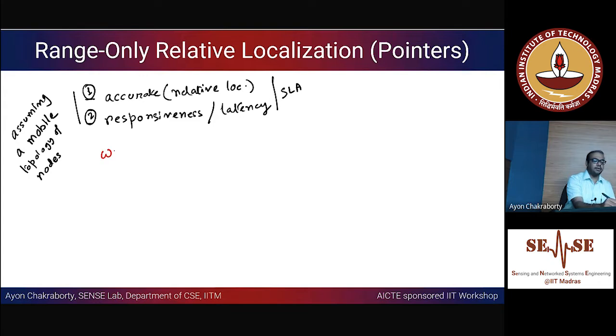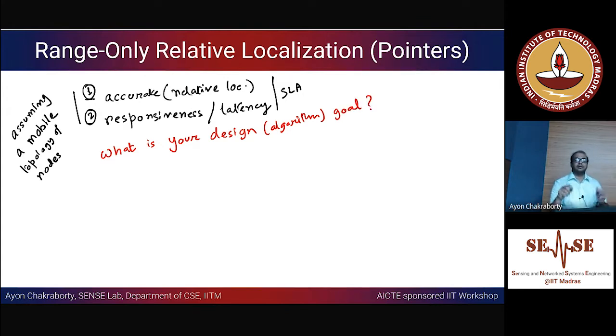So what are you going to optimize for? What is your design goal here? By design I mean algorithm design. How are you going to think? Any pointers? You don't have to understand this entire thing mathematically right now, but given the kind of background that I have given you, what should be your design goal in order to design such a system?